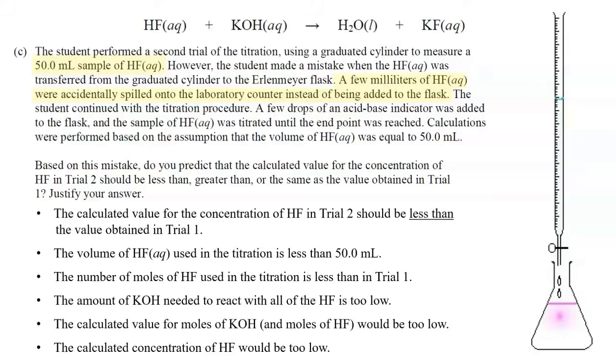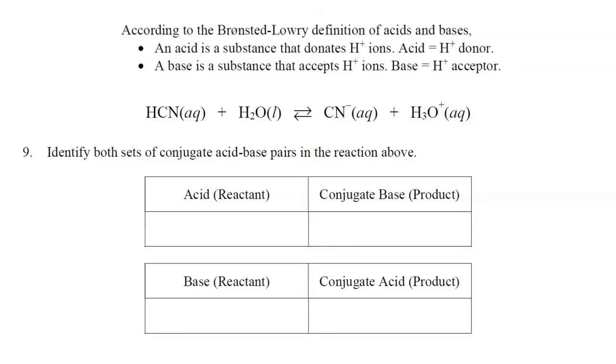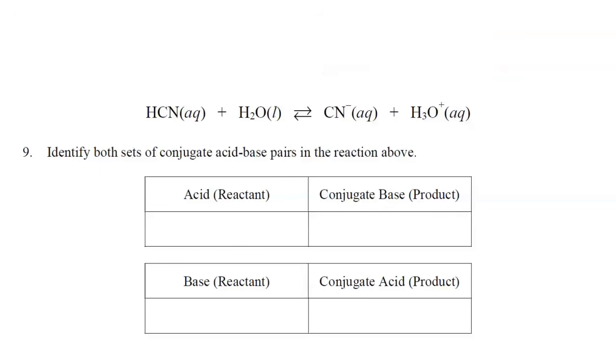All right, let's take a look at question 9. In question 9, we are given an acid-base reaction, and it says to identify both sets of conjugate acid-base pairs in this reaction. So remember that an acid is a proton donor, a substance that donates H+ ions, and a base is a proton acceptor, a substance that accepts H+ ions. So HCN is losing H+, it's donating H+. That makes HCN the acid, and its conjugate base is CN-.